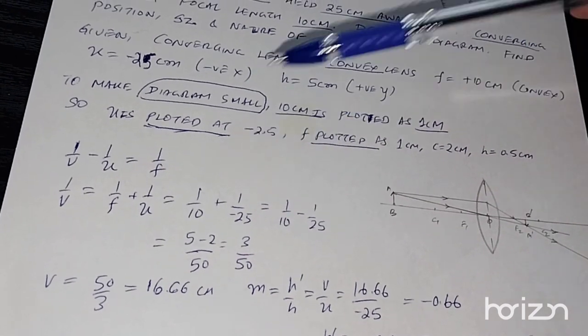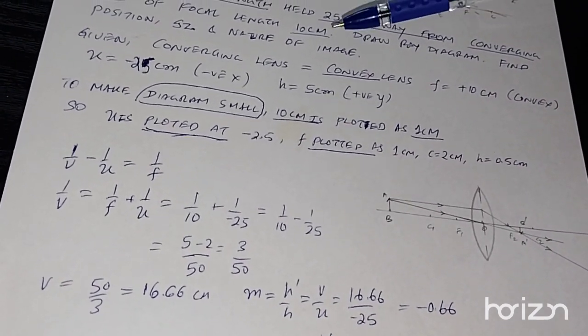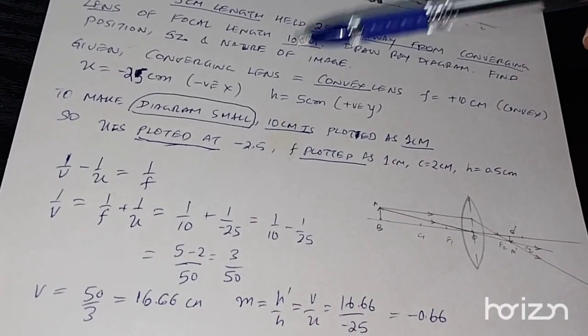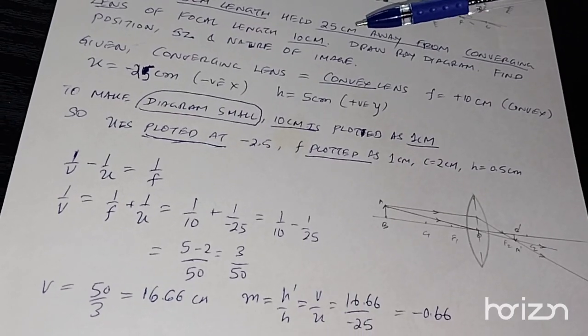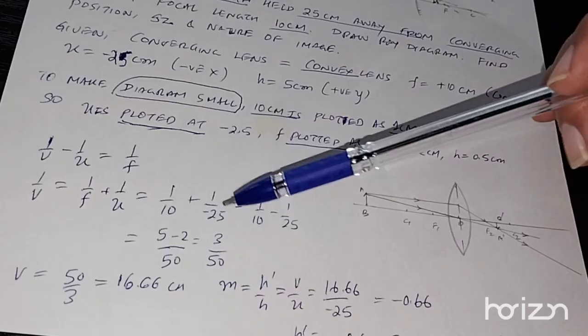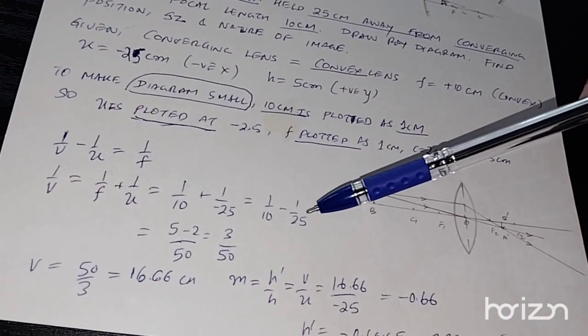What is f? For a convex lens, focal length is positive. So f is positive 10 centimeter. So we have substituted that, and the object is held 25 centimeter away. 25 centimeter away along which axis? Along the negative x-axis. So we have substituted minus 25 here. So 1 by 10 minus 1 by 25.